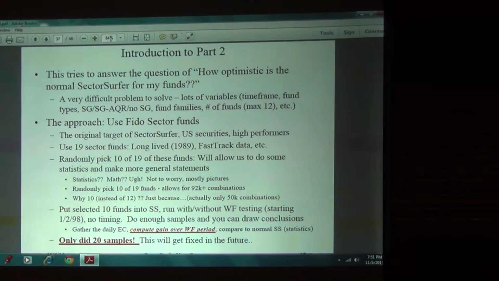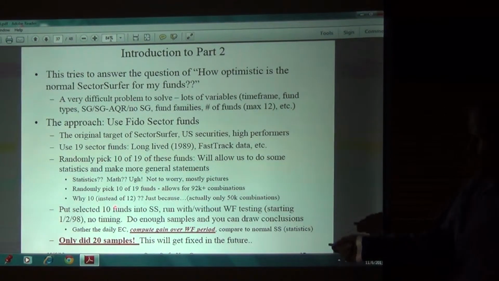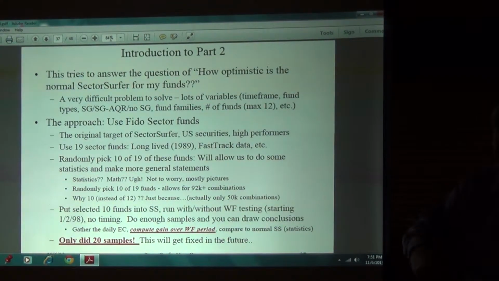Okay. Let's see, is there anything else? Statistics, math, don't worry, it's a bunch of curves.